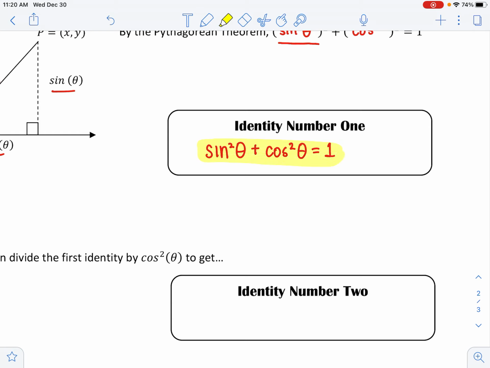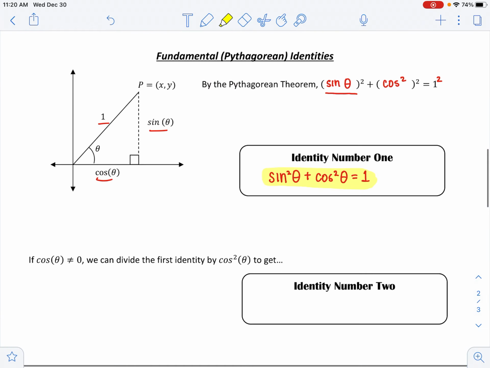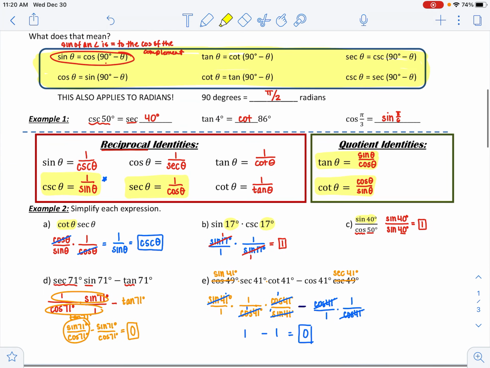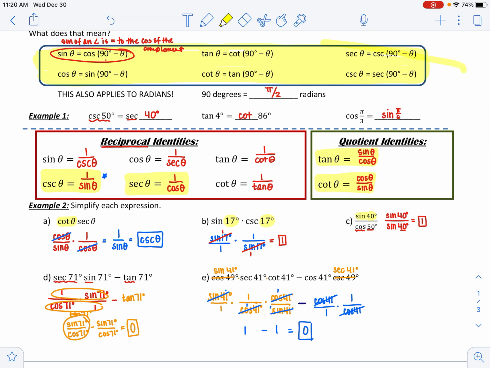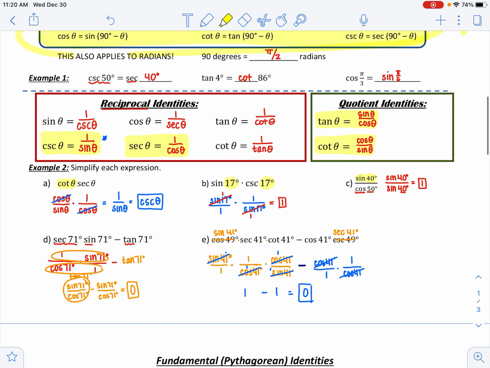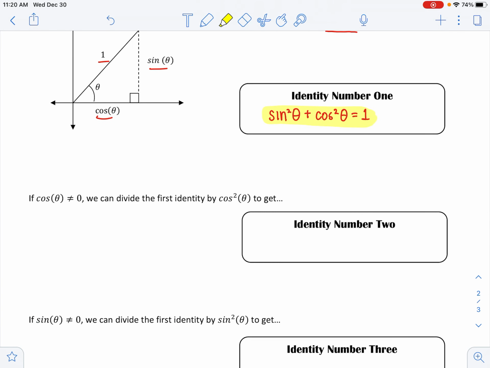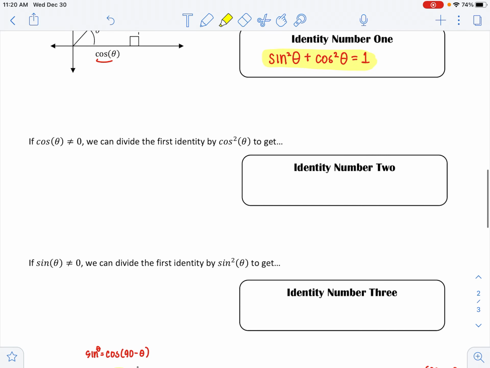This is our most common identity. It's identity number 1. We use it the most. You see it the most. It's the one that's the easiest to recall. Sine squared plus cosine squared equals 1. Notice it's one of the things that I have highlighted that is used a lot. I highlighted this whole thing because if you know one, you know all of them. And then these 4 are used a lot. And then this is used an extreme amount of times also. Okay, our next identity, which is used a lot also.